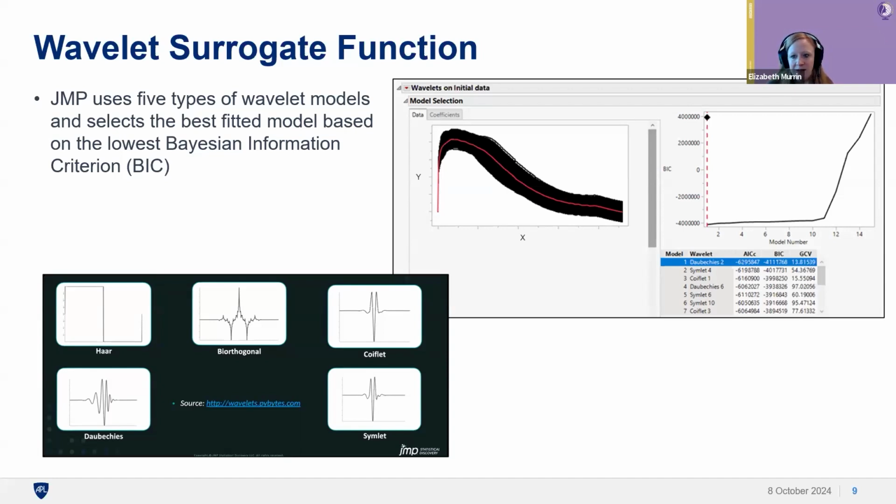So it's very simple. All we had to do is really put the data in, select that we wanted a wavelet model, and then it gave us the recommended wavelet surrogate function. So we didn't have to go and pick any of the knots like we would have for the other surrogate functions.